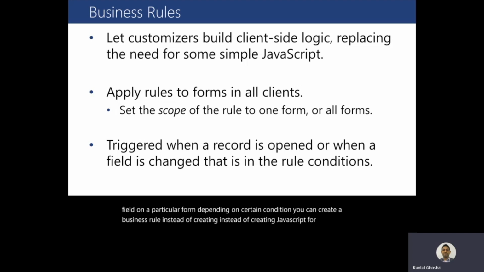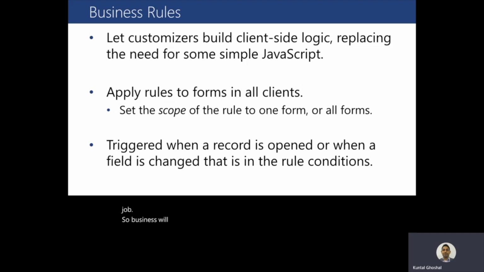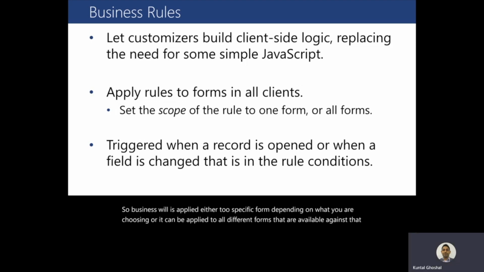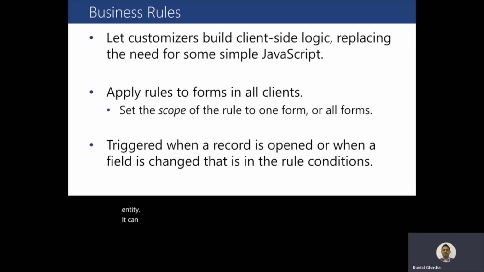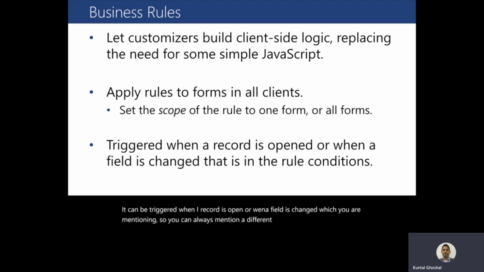So a business rule is applied either to a specific form, depending on what you are choosing, or it can be applied to all different forms that are available against that entity. It can be triggered when a record is opened or when a field is changed, which you are mentioning. So you can always mention a different trigger point for that business rule.